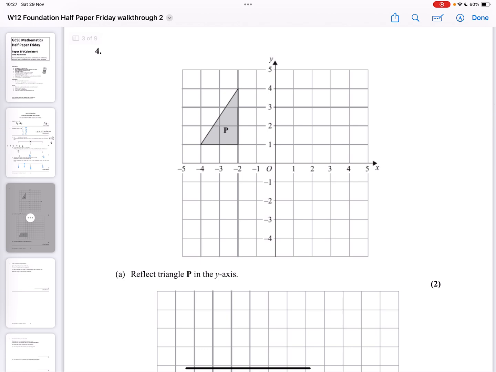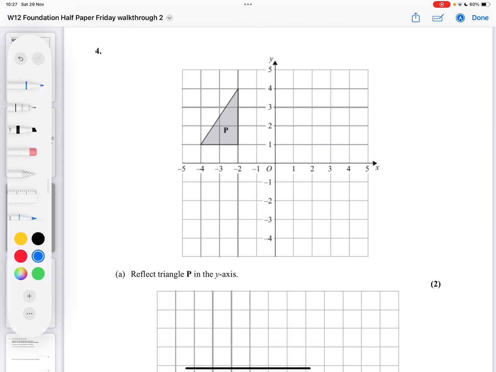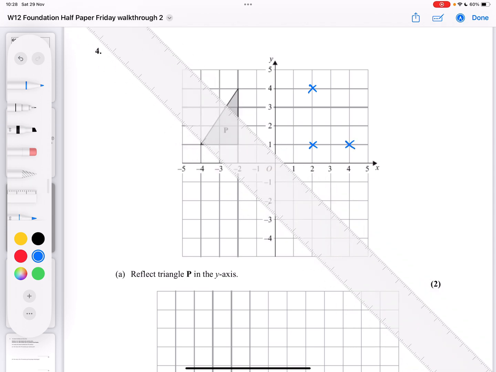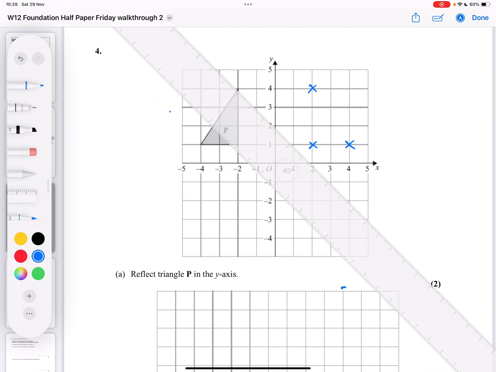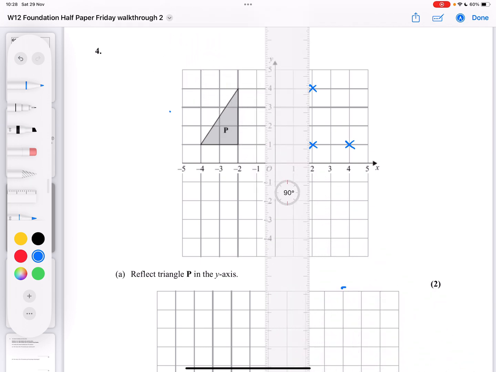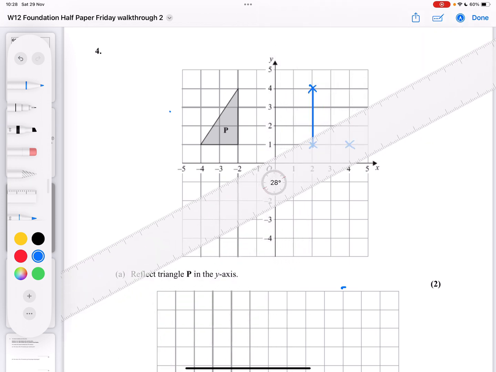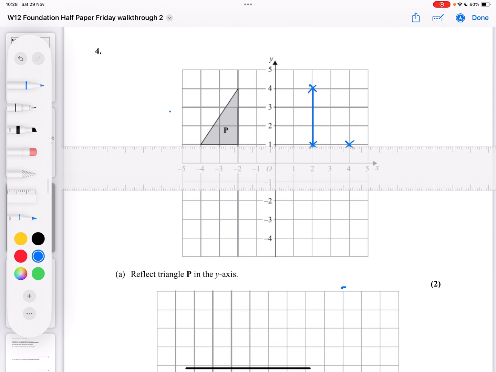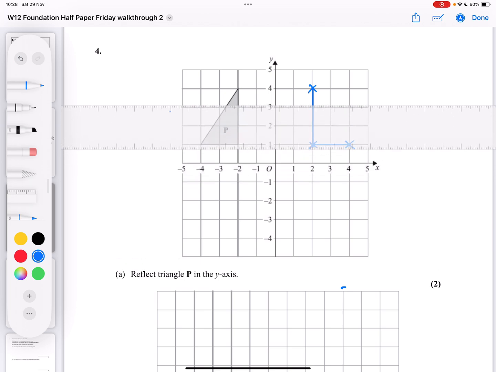Question 4, reflect triangle P in the y-axis. So the reflected image needs to be 2 units away from the y-axis, and it needs to be a reflected image, not a translated image. So this is a reflected image. I'm going to use a ruler to join up the vertices. For my reflected image.